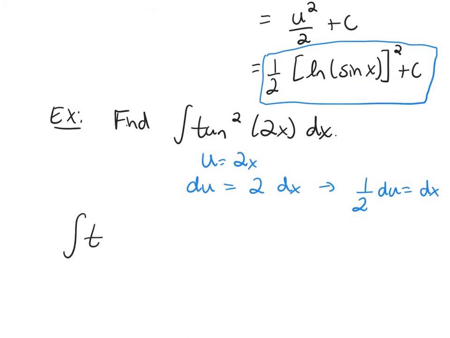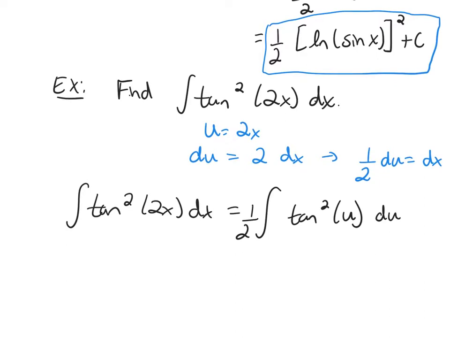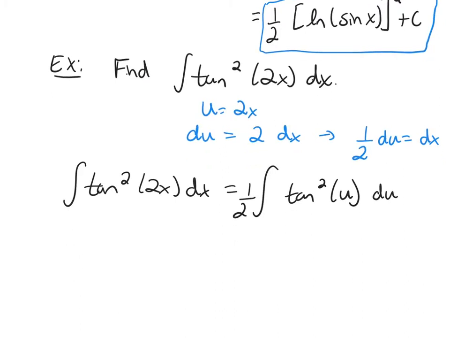So we're going to compute the integral of tangent squared 2x dx. Let's do our substitution now. So you'll get tangent squared u, and you'll get a 1/2, which I'm going to go ahead and pull out in front, du. Now, do we know the integral of tangent squared? And the answer is no. I don't know of a function whose derivative is tangent squared. So what we're going to do is use an identity. And what's that identity going to be?